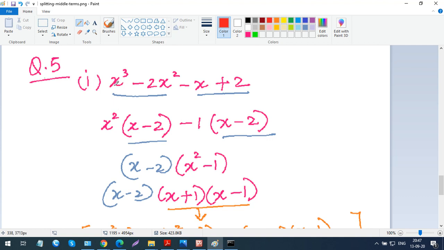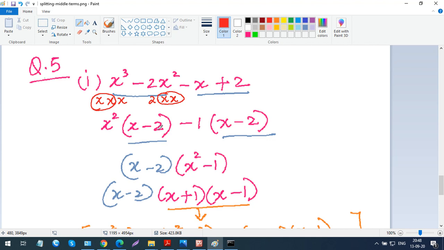So now here you see in x cube and 2x square, what all are common? You get an x, there are 3 x's, right? And here you have got 2 and x, right? So here what is common? There are 2 x's common. So x square is common. So you write x square. And what are you left out with? X minus 2.